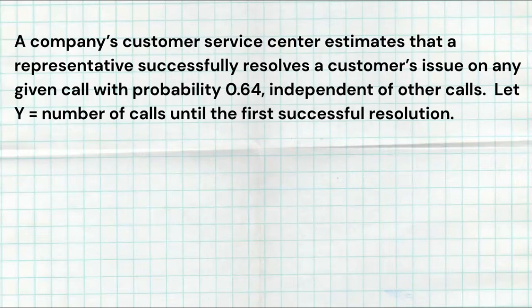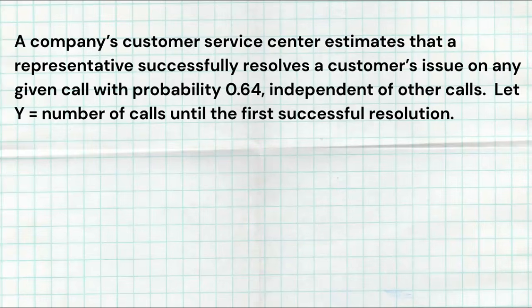All right, final question here is going to be a geometric question, and here it is. A company's customer service center estimates that a representative successfully resolves a customer's issue on any given call with a probability of 64%. So a call comes into a customer call center. There's a 64% probability that that call gets resolved. Now, we also are told that that is independent of all other calls. So if one call gets resolved, it doesn't impact the next one being resolved or, well, not being resolved.